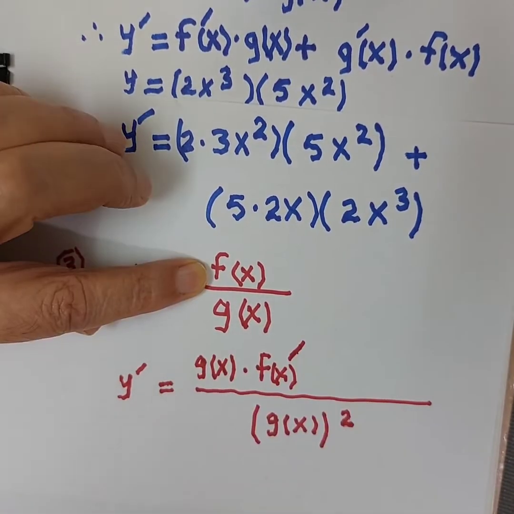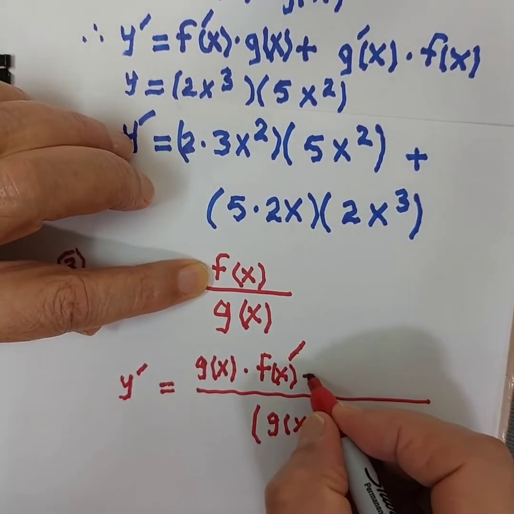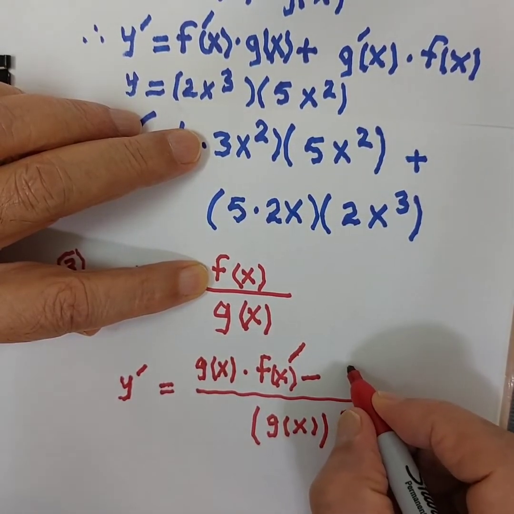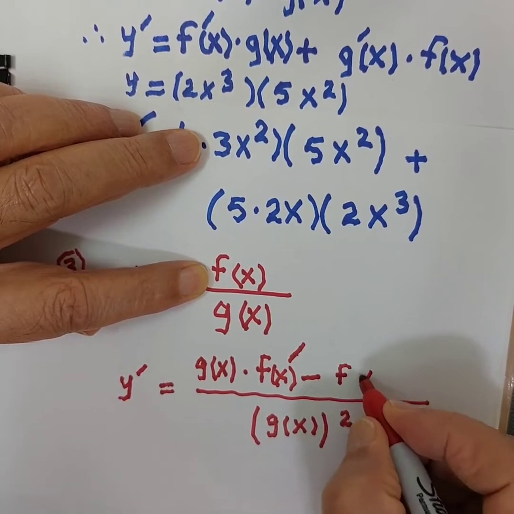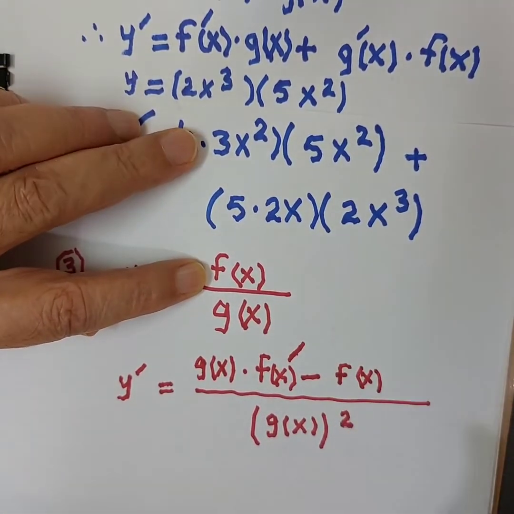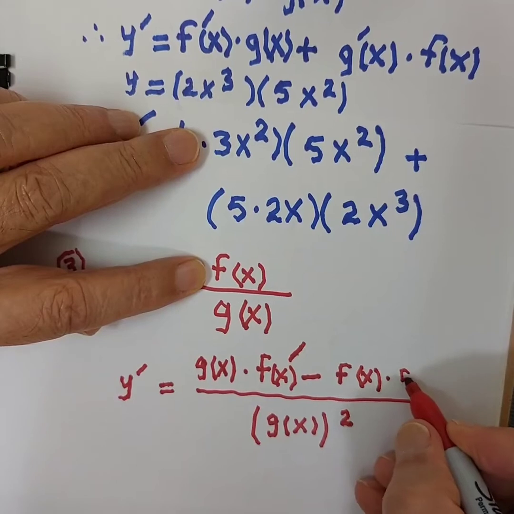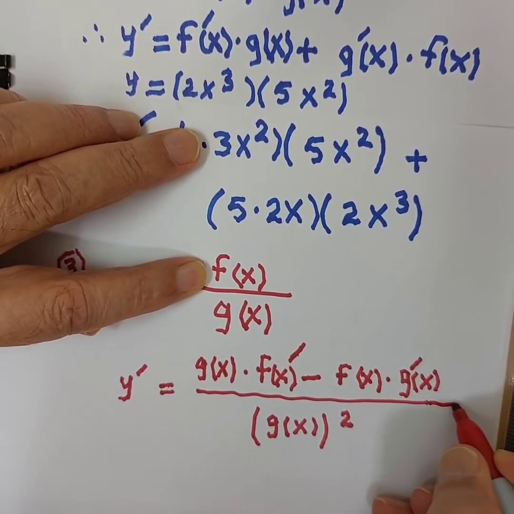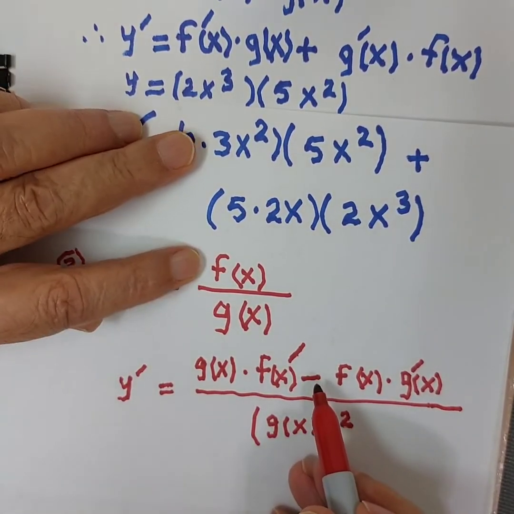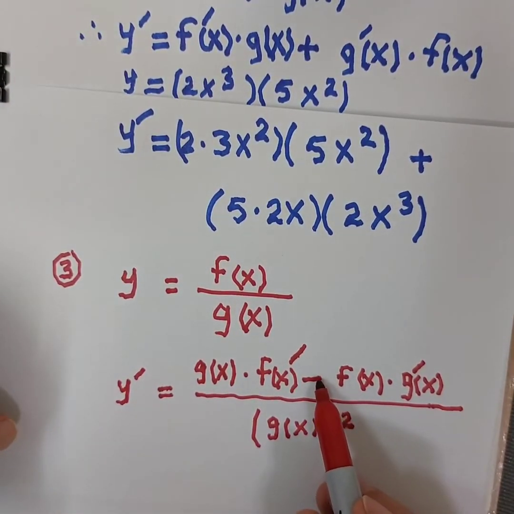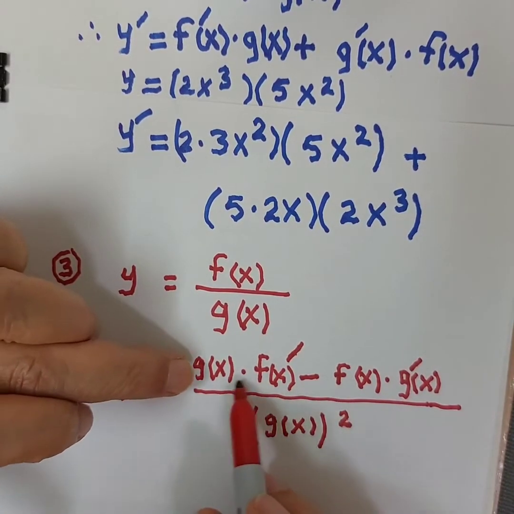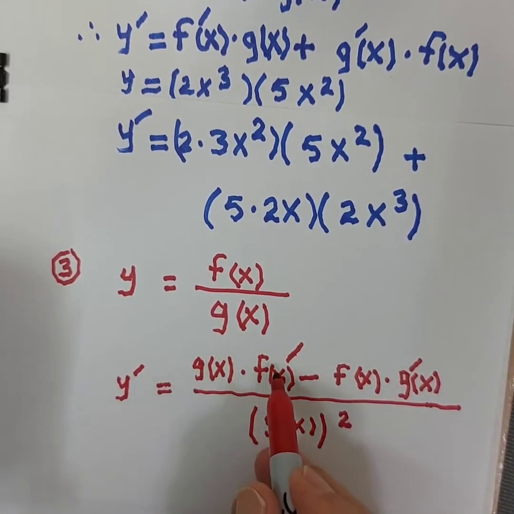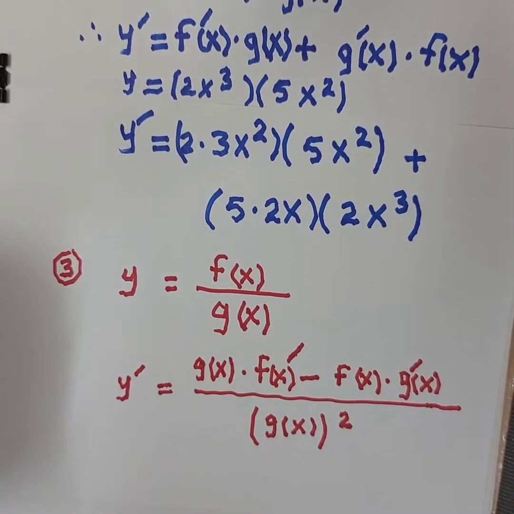In the top we write f dash x times g x, minus f x multiplied by the derivative of g x. So be careful here, because we have the subtraction. We have to keep those terms in their places. That means this cannot be written first, or this cannot be written at the end.